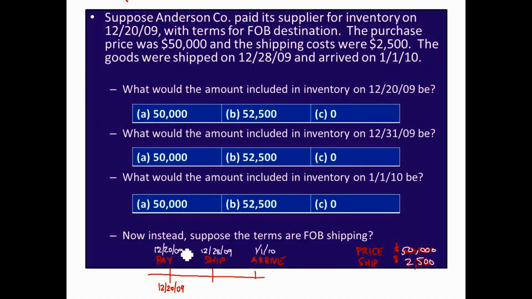Okay, some kind of receivable, right? Basically, they have an inventory receivable. Do they have inventory? No. Okay, that's technically not their inventory yet. But they gave cash in exchange for the right to receive some goods. Okay? Now, on 12/31/09, what would be the amount included in their inventory? Okay, would it be 50,000, 52.5, or 0?